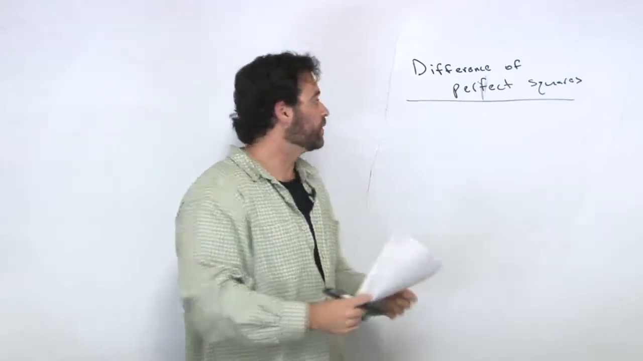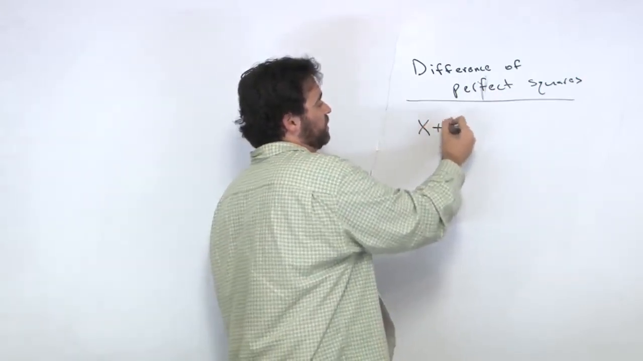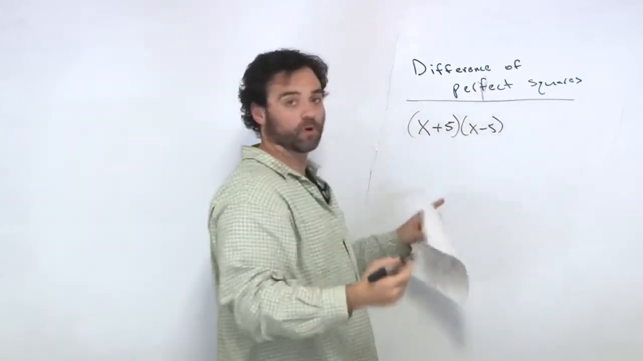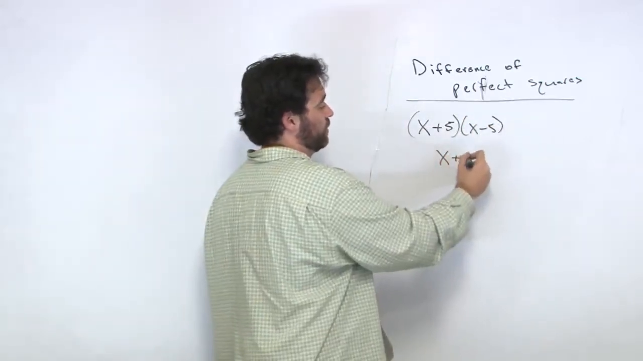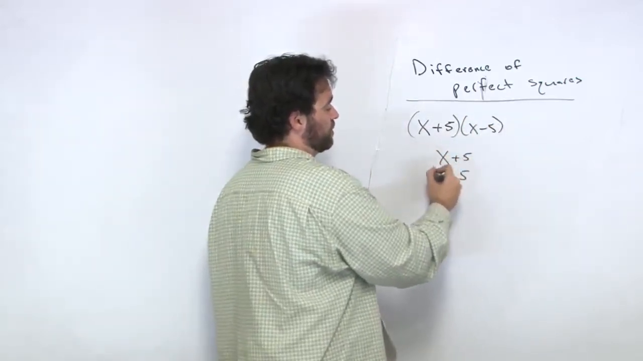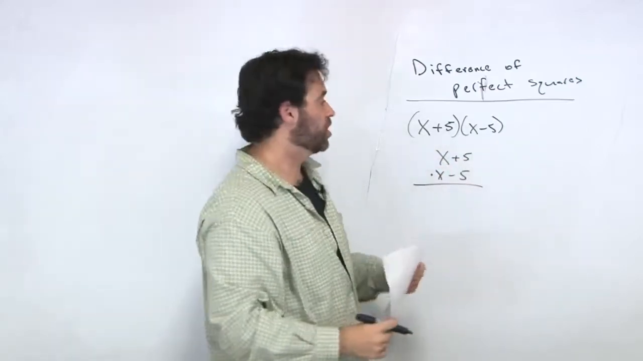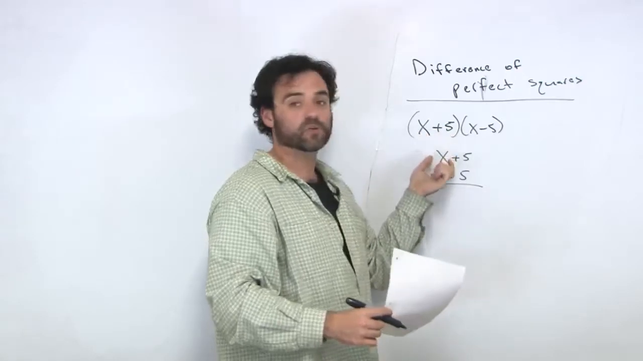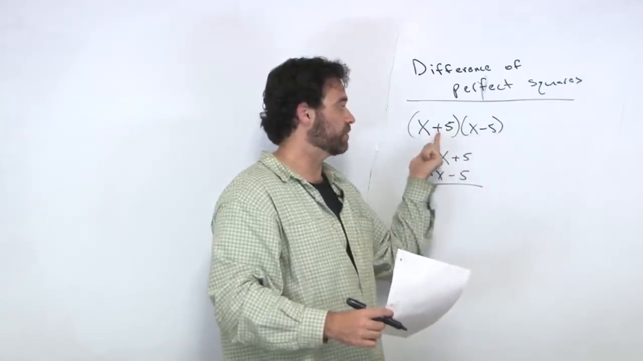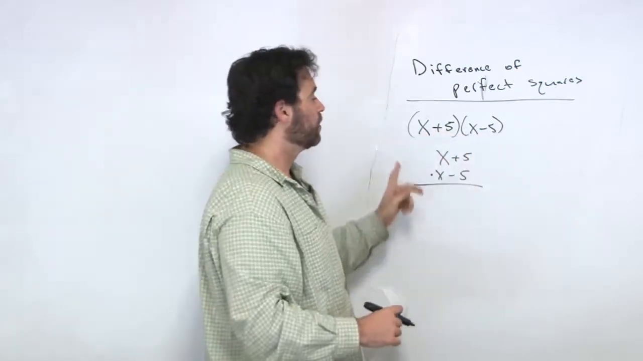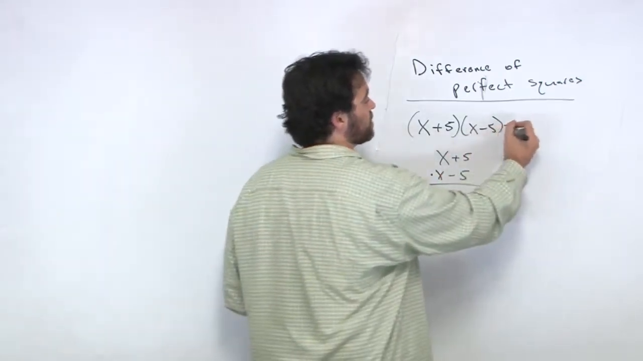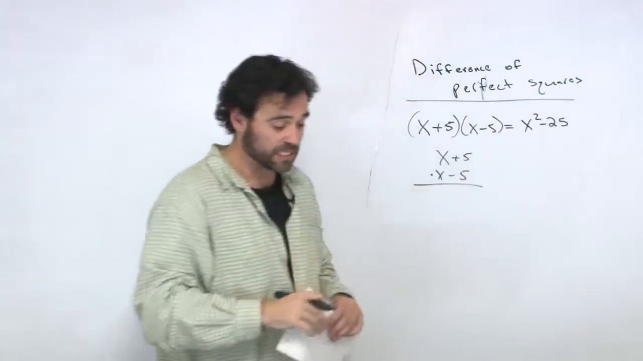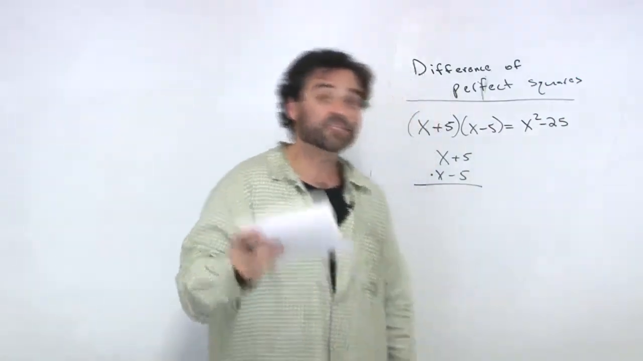A while back, we talked about a problem like this. We had x plus 5 times x minus 5. We multiplied this out vertically, and we saw that there would be no middle term. Since the values are the same but the signs are different, a plus and a minus, there's no middle term, so this is going to be x squared minus 25. Okay? And we did those before. Now let's look at the other way.